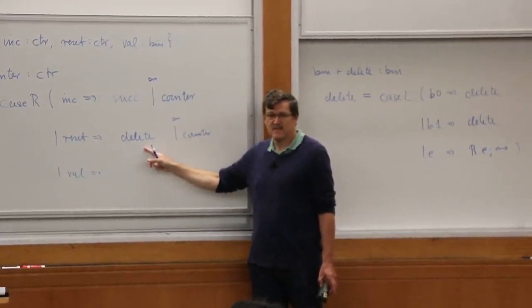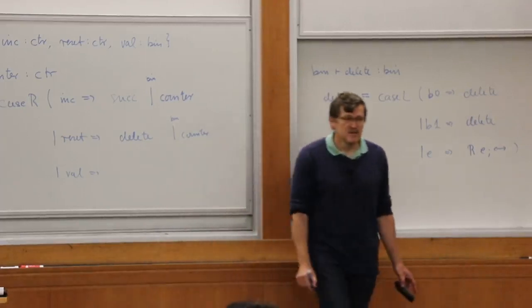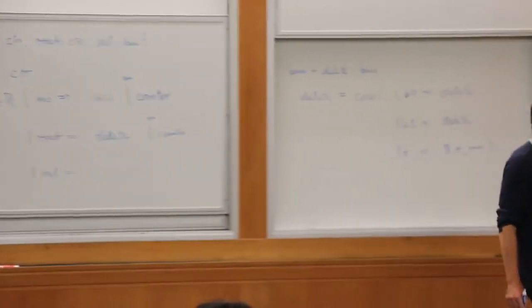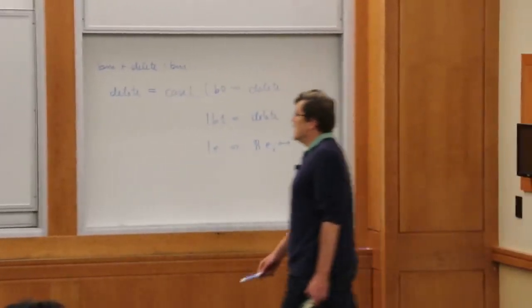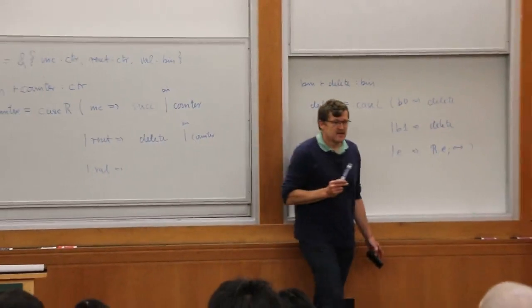Make sense? Okay? And now if we're supposed to produce a value, okay, how do we do that? So let's see, after value, we're supposed to be of type bin. How do we do that?